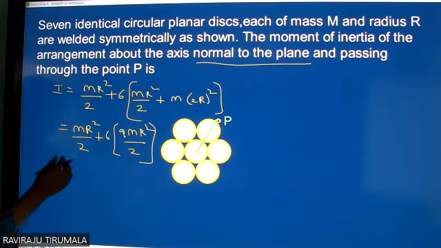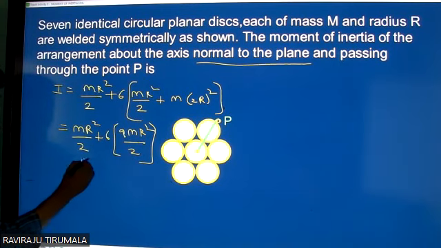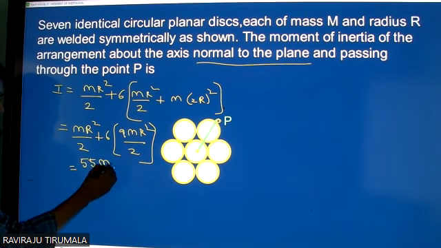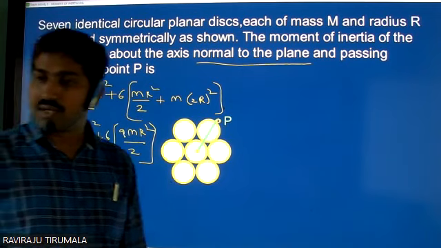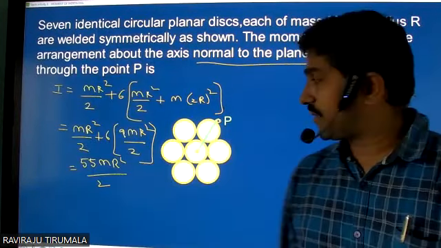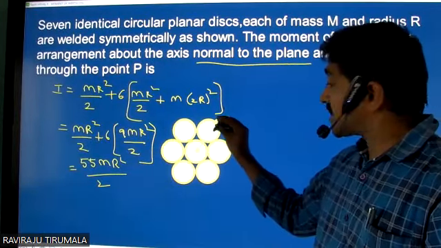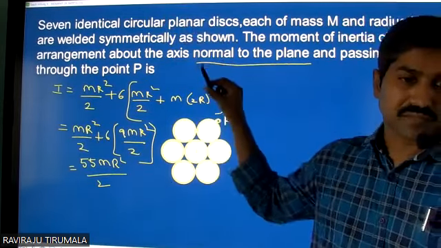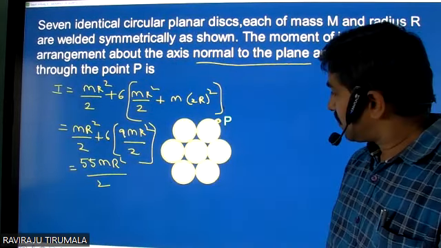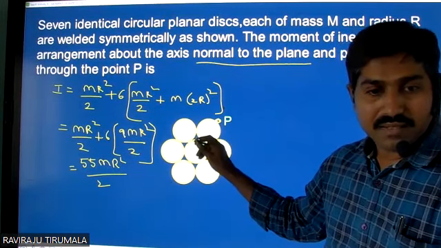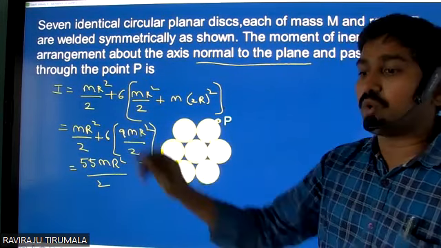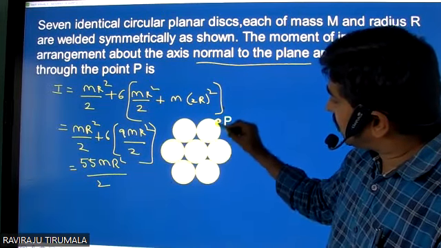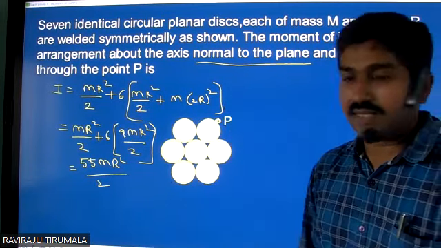This is mr square by 2. Totally 55 mr square by 2. That is not the answer, because they are asking us to calculate moment of inertia about an axis passing through point P and of course normal to the plane. But we have calculated for the line passing through O. So from here to here you have to apply parallel axis theorem.